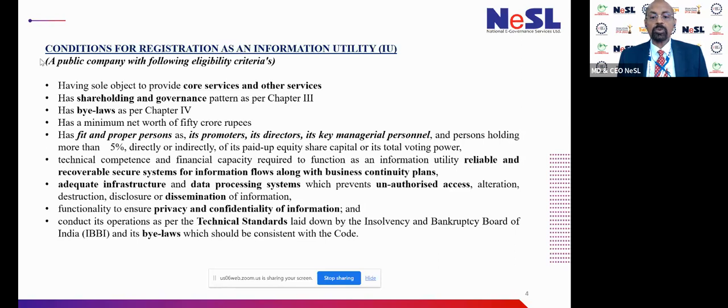Adequate infrastructure and data processing systems, which prevent unauthorized access, as also destruction, disclosure, or dissemination of information. So it's an electronic repository. It has information of companies. So it's very important that we have systems in place to ensure that unauthorized access or destruction does not happen. Finally, a functionality to ensure privacy and confidentiality of information. Information is there with us, so we have to ensure the privacy and confidentiality of information.